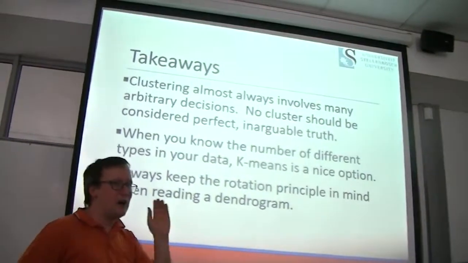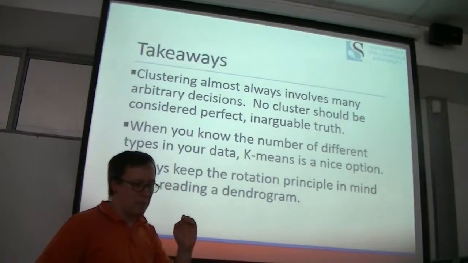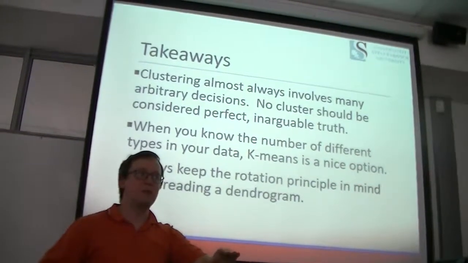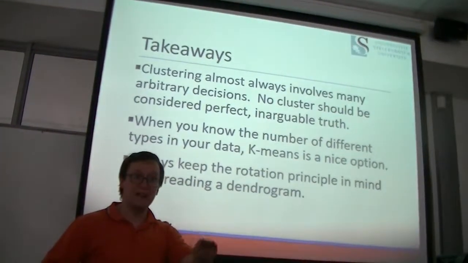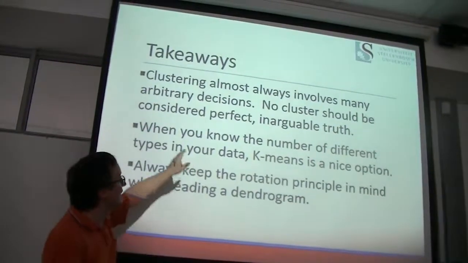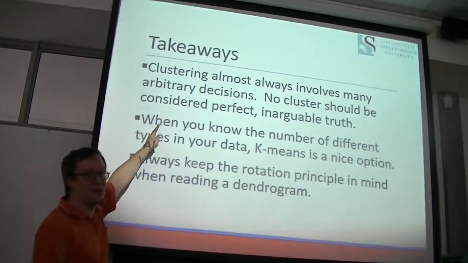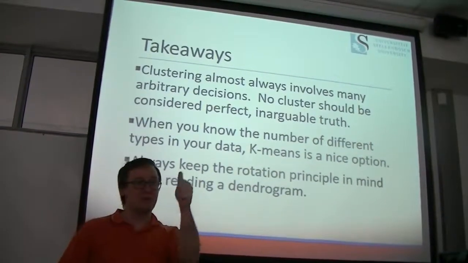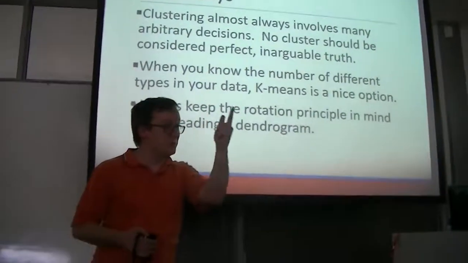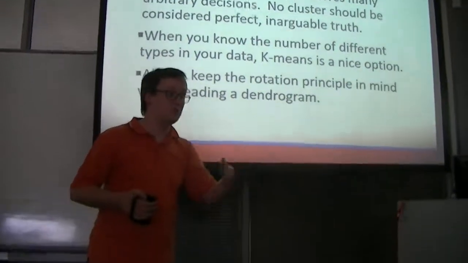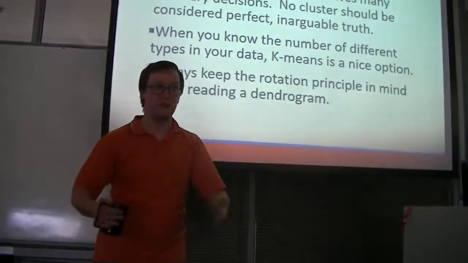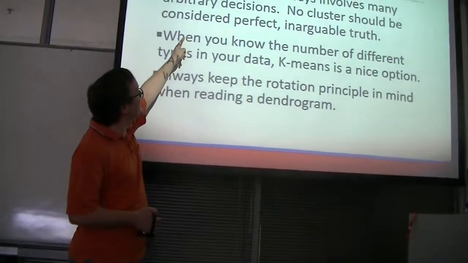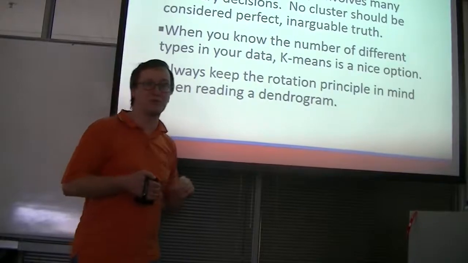It's not often that I want to send a torpedo through a major area of statistics, but I want you to be really cautious whenever you see a dendrogram. Clustering almost always involves many arbitrary decisions. You could choose between distance metrics. You could choose between linkage types. You could choose between agglomerative or divisive clustering to produce these clusters. No cluster should be considered the perfect, inarguable truth.